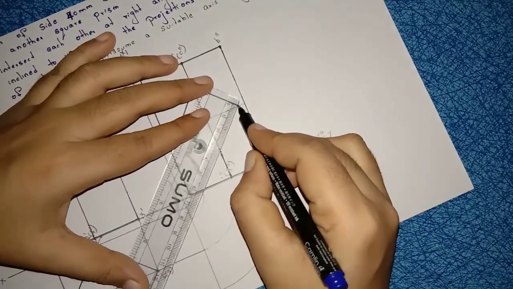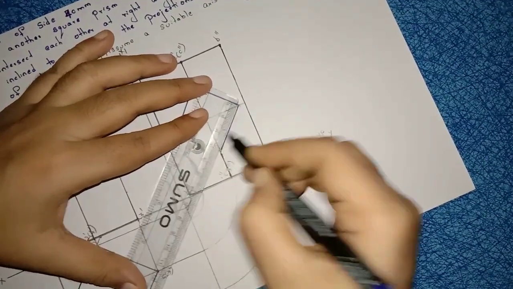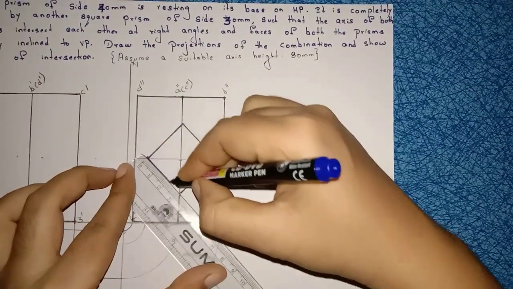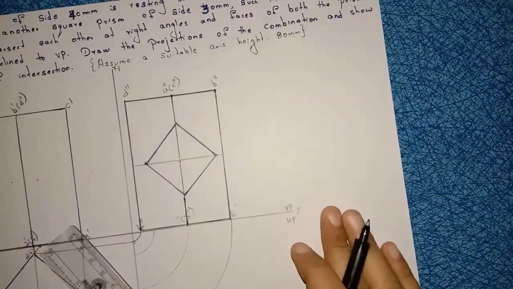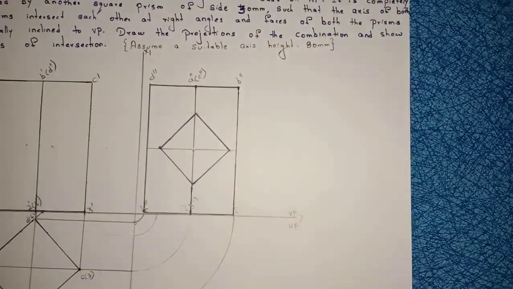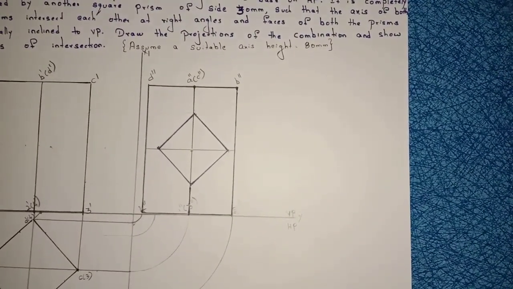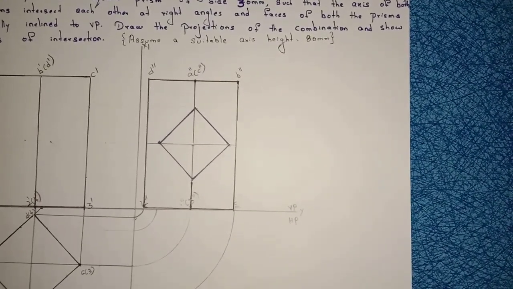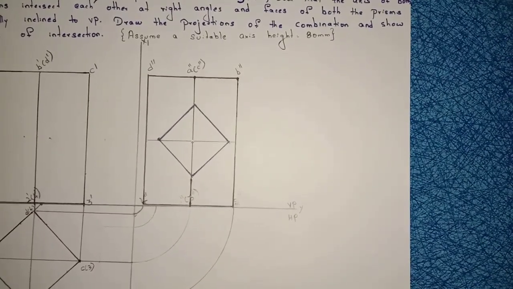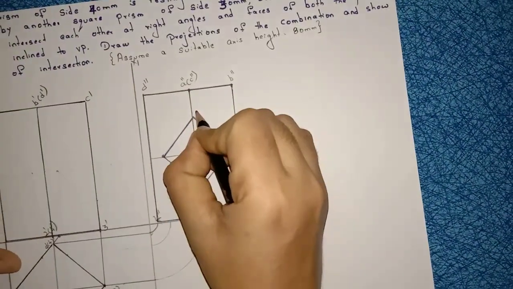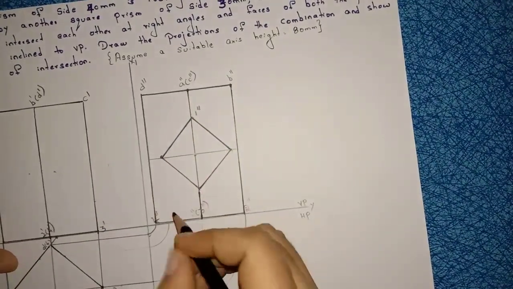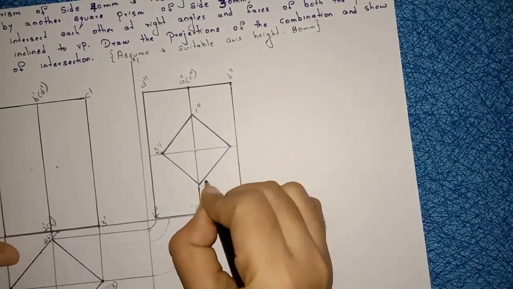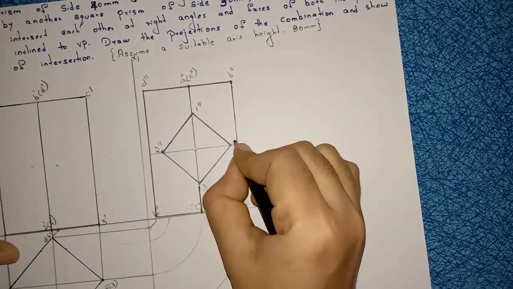Right? So 0 should touch on this line, 30 should touch here. Right? After that, join these two here. You have to construct the square like this. Right? So the square prism is penetrated by another square prism of side 30 mm. After that, now mark the points here. See, I am naming this 1 double dash, 2 double dash, 3 double dash and 4 double dash.